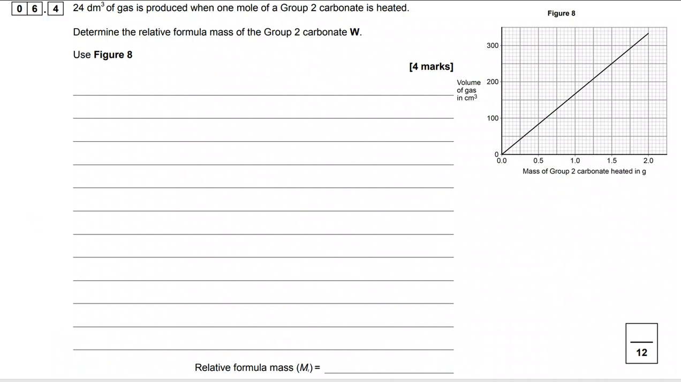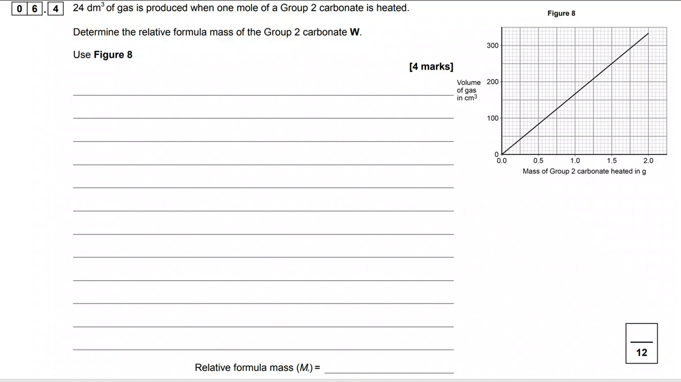Going to finish off with 6.4. 24 decimeter cubed of gas is produced when 1 mole of a group 2 carbonate is heated. Determine the relative formula mass of the group 2 carbonate W. So it is a 4-marker. This is a big one.